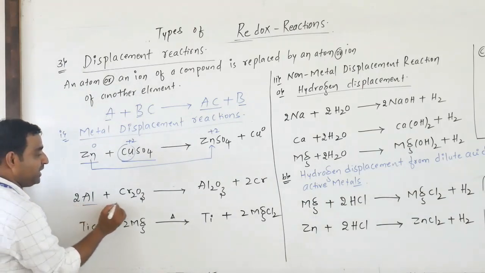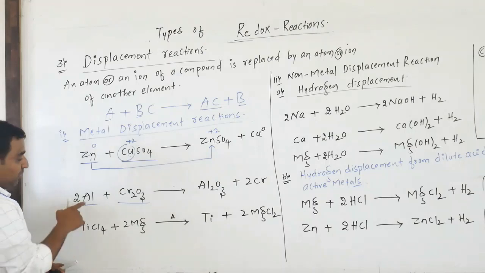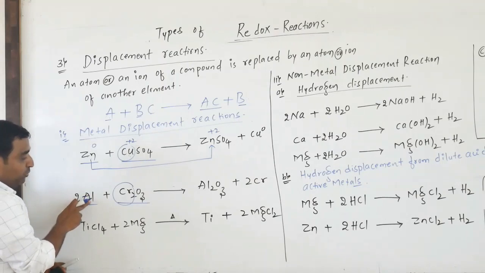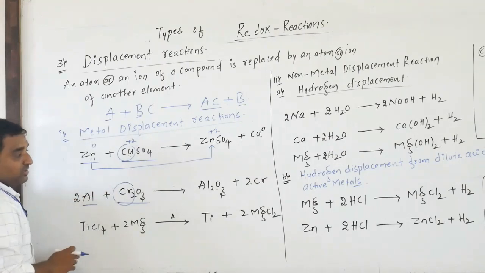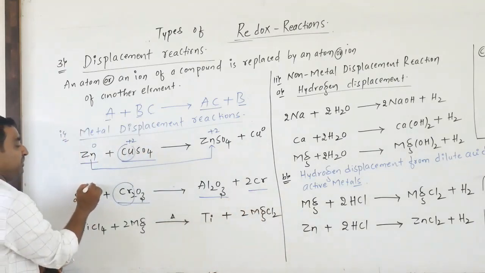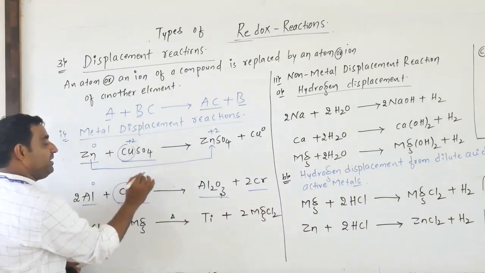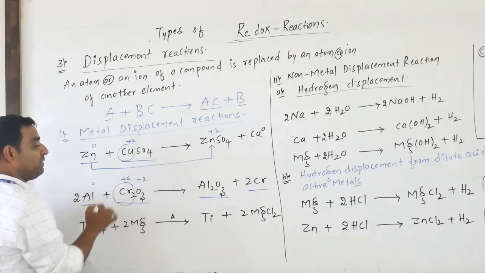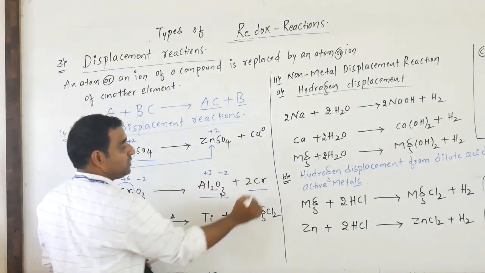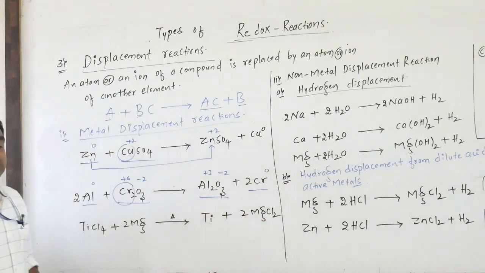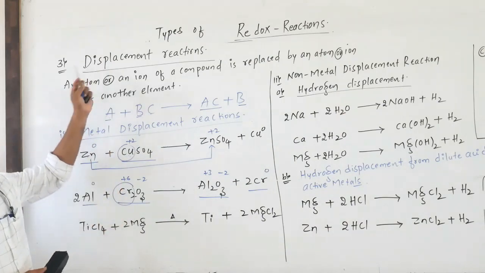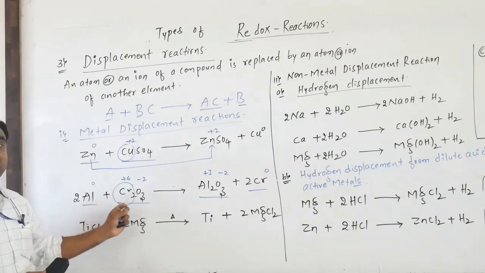Example, we have taken aluminum reacting with Cr2O3. Here aluminum is a metal, chromium is a metal. Now Al2O3 will be formed and chromium will be formed. Aluminum is 0, oxygen has a -2 charge, chromium has a +6 charge. Now Al has +3, oxygen -2, chromium 0. Here chromium is replaced by aluminum, so one metal is displaced by another metal.